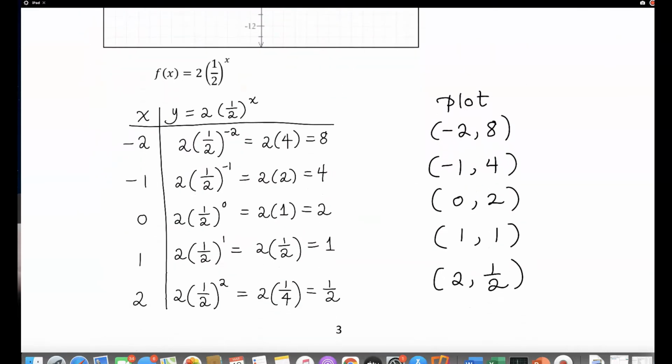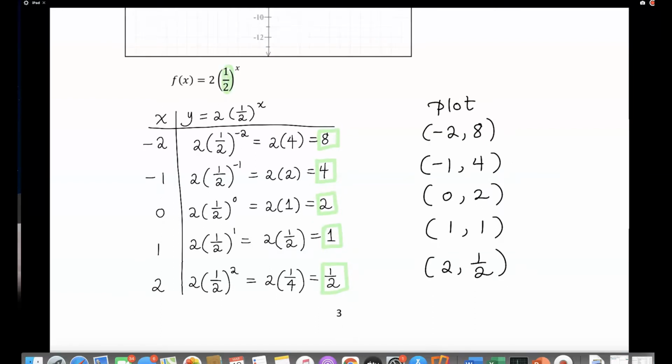Come here and look at the y values for me. Look at these with me. Half of 8 is 4. Half of 4 is 2. Half of 2 is 1. Half of 1 is half. You see what's going on? We're taking half of the y value, because the base is half.